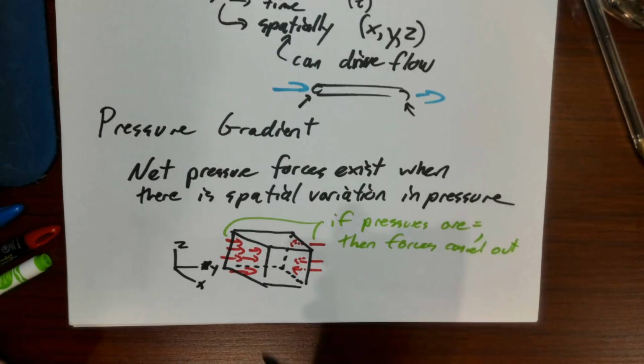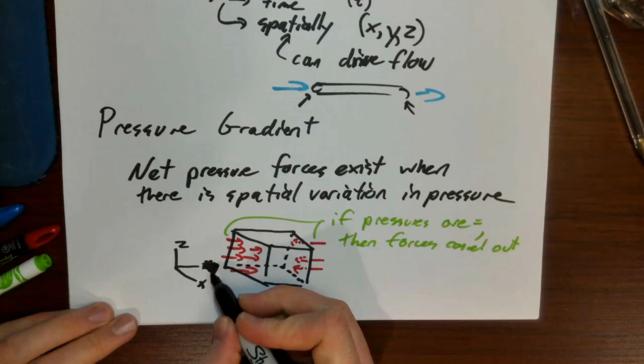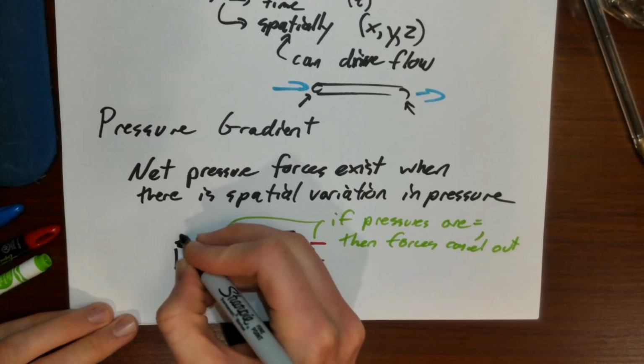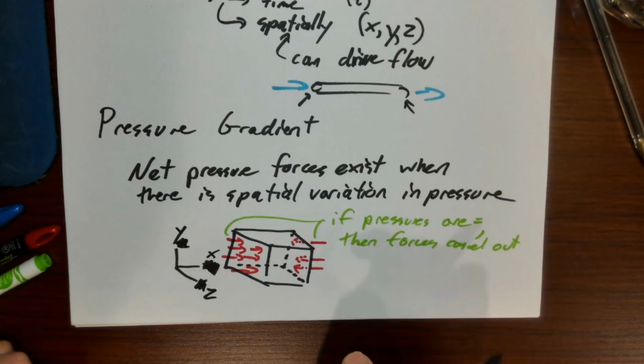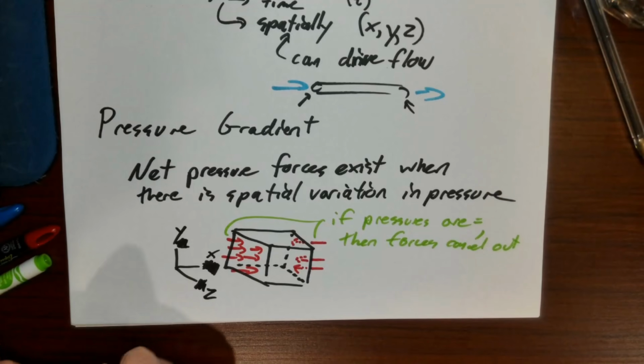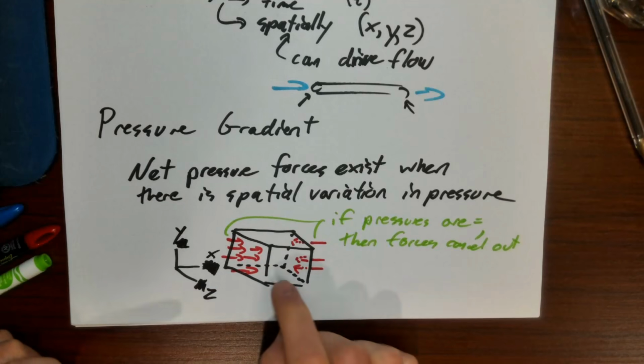Actually, I'm just going to change up my coordinate system a little bit. I'm going to call this X, Y, and Z. Sorry to switch up my letters, but I just wanted this to be X to be consistent with the other notes that I have. So we have X, Y, and Z right here.